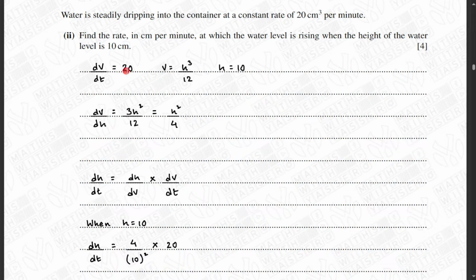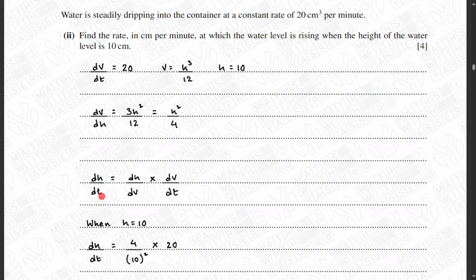So dV by dt is 20, and we already found in the first part of the question that V is equal to h cube over 12. And it is also provided that we need to find the rate at which the water level is rising when the height is 10 centimeter. So h must be 10. dV by dh, if I differentiate this equation, I get 3h square over 12, which is h square over 4.